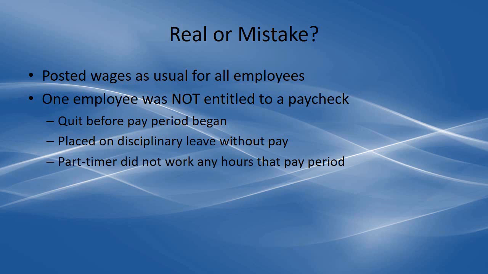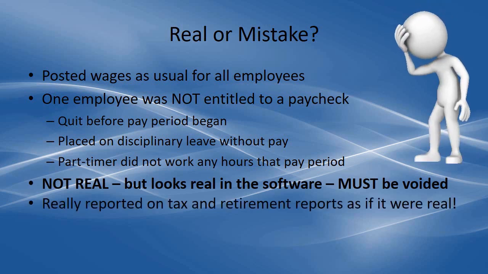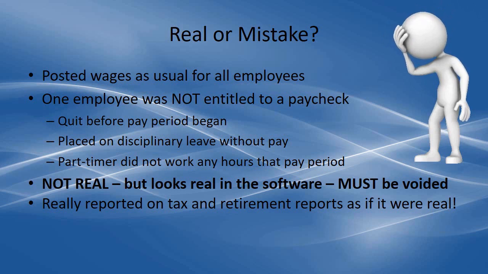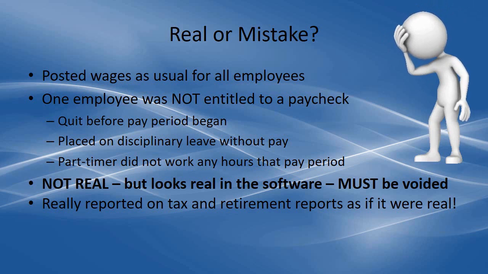You could accidentally add one by mistake, and you posted the payment by mistake and have not voided that paycheck. Keep in mind, a paycheck posted by mistake needs to be voided immediately. But in these examples, the fiscal officer fails to void the check. It's not real, but it looks real in the software. It should have been and still must be voided. And again, it was probably really reported on tax and retirement reports as if it were real. The software can't tell that there's a mistake. You have to take action by voiding an item for the software to know it's not to be included.